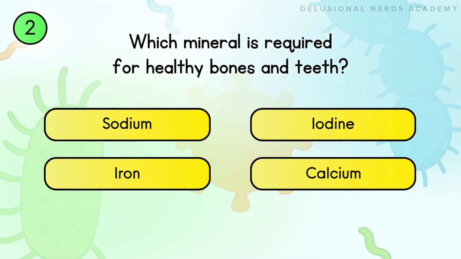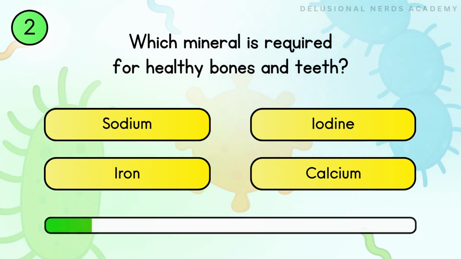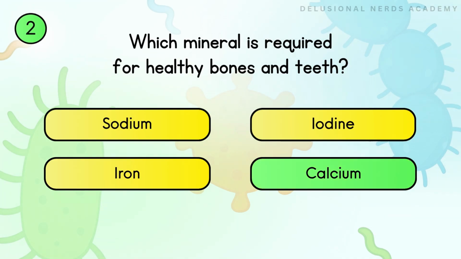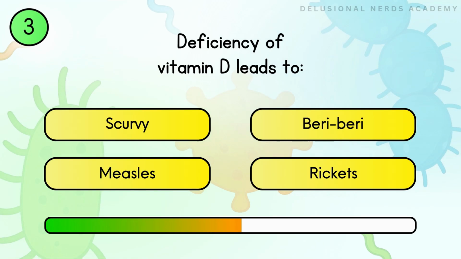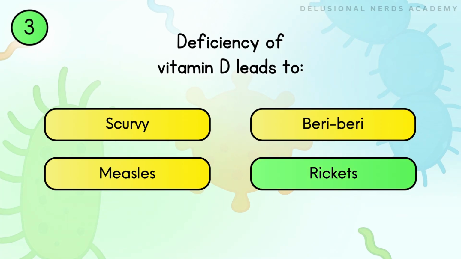Which mineral is required for healthy bones and teeth? Calcium is an essential mineral which strengthens bones and teeth. Deficiency of vitamin D leads to weak bones. Vitamin D deficiency weakens bones.